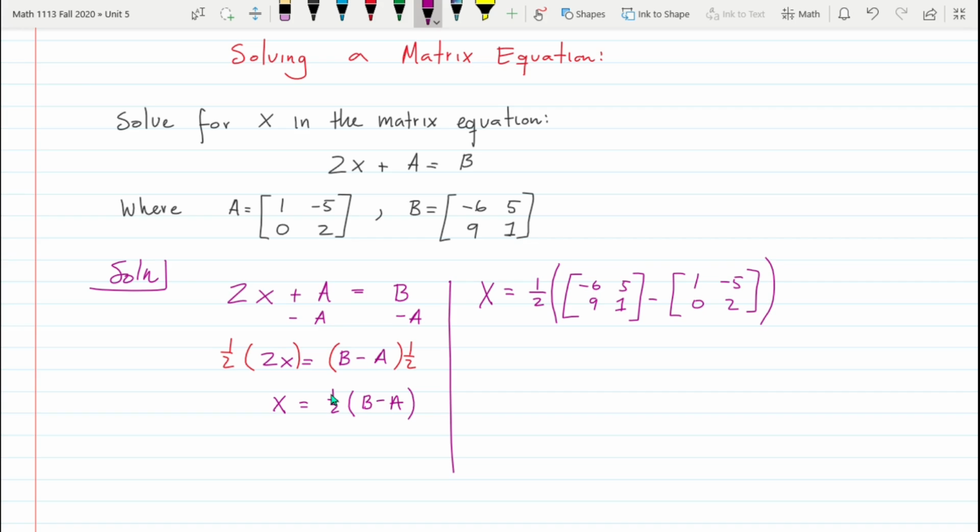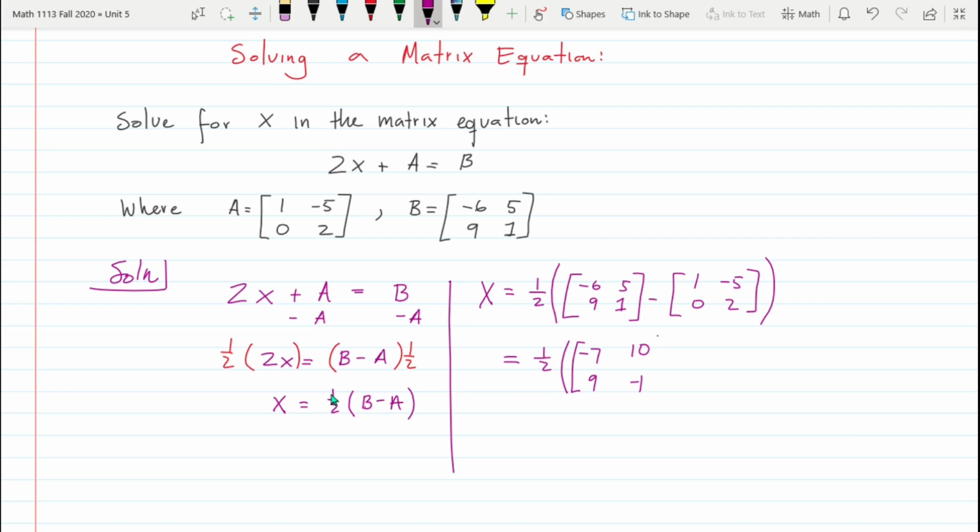And of course, if you cannot do the subtraction because of different sizes, then we would just consider this undefined or having no solution, right? Because it cannot be performed. Then we have 6 minus 1, which is 7... 5 minus negative 5 becomes positive 10. Then there's 9 minus 0, which is 9. And there's 1 minus 2, which is negative 1.